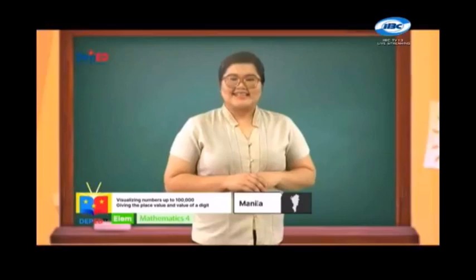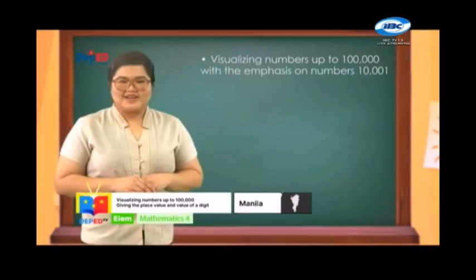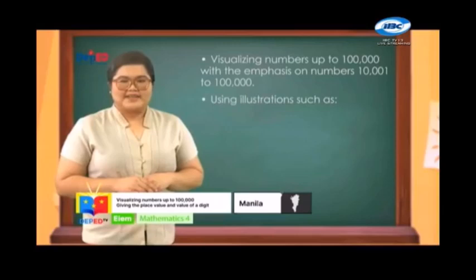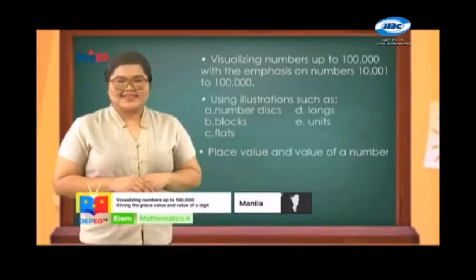The set of whole numbers includes a zero, and the counting numbers 1, 2, 3, 4, 5, and so on. In today's episode, we will learn about visualizing numbers up to 100,000 with emphasis on numbers 10,001 to 100,000 using number discs, blocks, flats, longs, and units. We will also refresh your memory in identifying the place value and value of a digit. Hop in! Let the adventure begin!